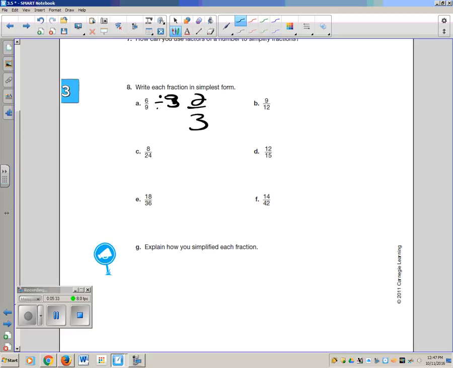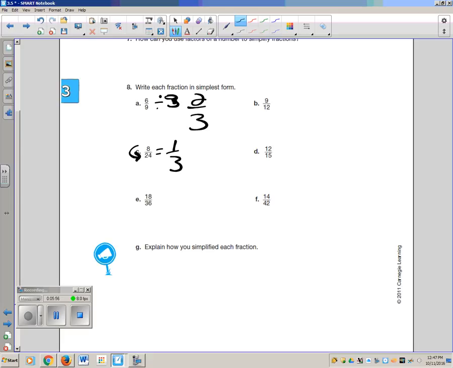8/24. Always check, just a shortcut, see if the numerator can go into the denominator. If it can, it'll save yourself some time. I can divide both of these by 8, and that reduces to 1/3. If you do not recognize that, you should recognize they're both even. You can divide them out by 2. Eventually, you'll get to the same answer.